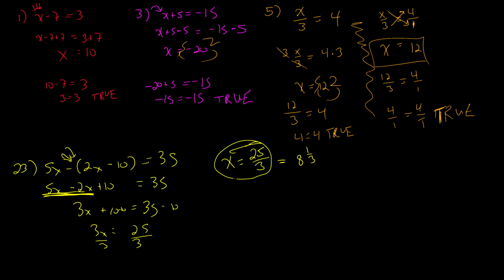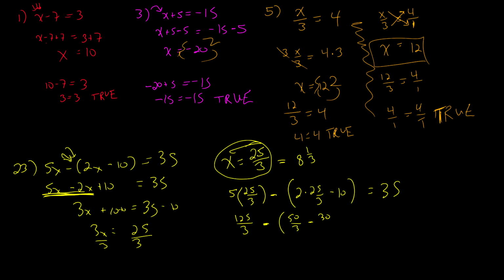Well, we need to check this, and we're going to check it in our original. So 5 times 25 thirds minus 2 times 25 thirds minus 10 equals 35. So 5 times 25 is 125 thirds minus 50 thirds minus, well, what's 10 in thirds? That's 30 thirds, right? Equals 35.